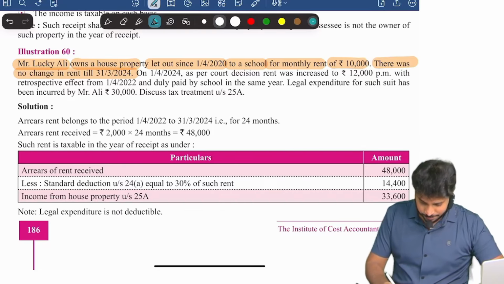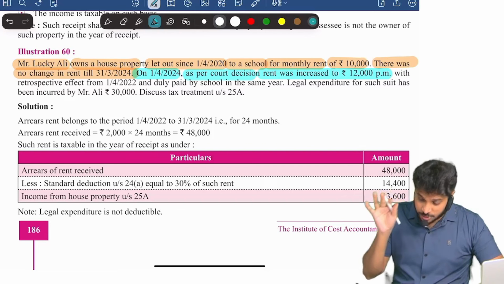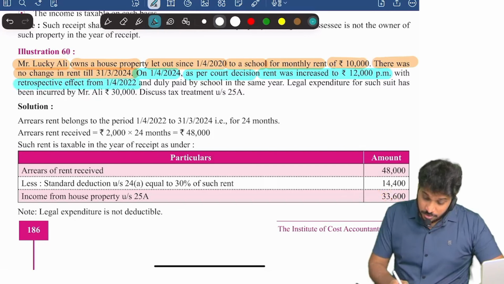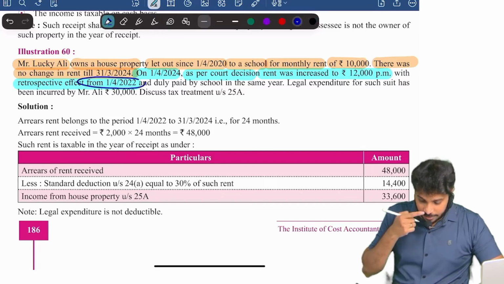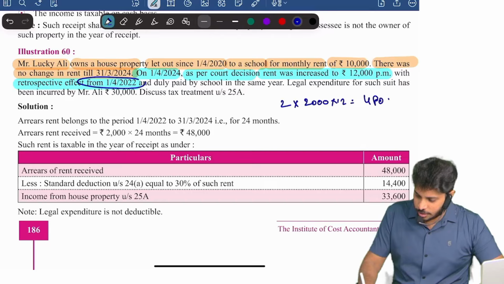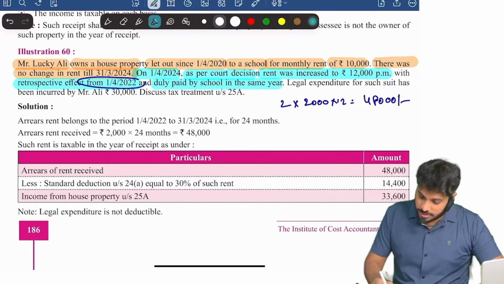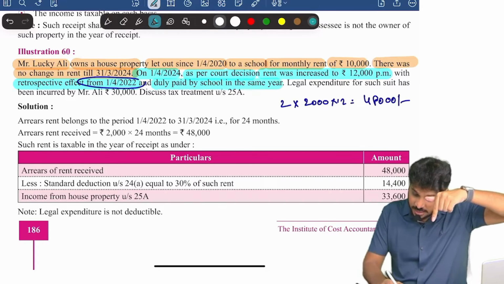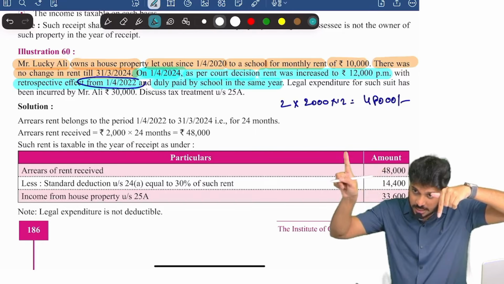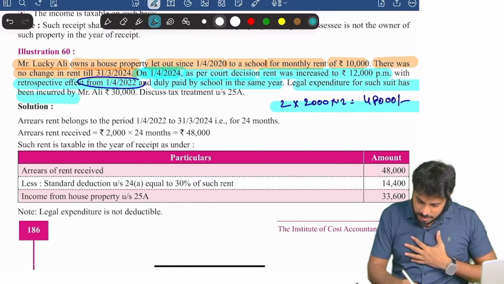We don't know. On 1st April 2024, as per court decision, rent was increased to 12,000 per month. Now this year rent is 12,000, with retrospective effect from 1/4/2022, so for 2 years, 2,000 per month for 12 months, 48,000 rupees arrears you might be receiving, correct? And duly paid by the school in the same year, means in the current year. 1st April 2024 court passed a decision and the school paid, means arrears received how much? 48,000.